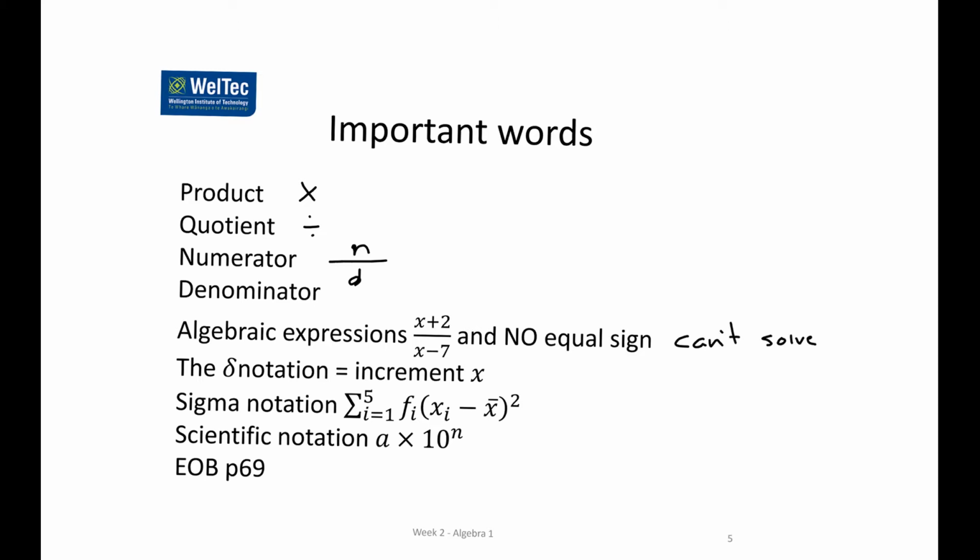Then the delta notation, that's useful later on when we look at partial differentiation, just means a little increment. The sigma notation, in this case, tells us that we're looking at the first term and we're going to add them all up until the fifth term. And scientific notation is where we have one digit and we adjust using powers of 10.